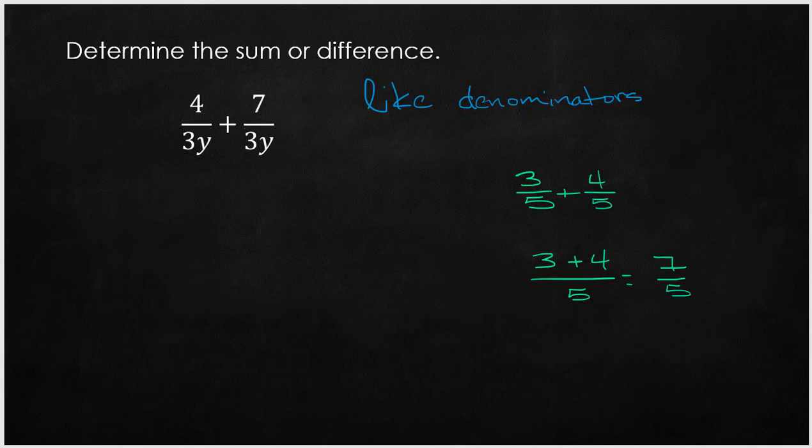Well, it's really the same thing here. We have like denominators, so our denominator is not going to change because it's just going to be 3y. And then in the numerator, we're going to add 4 plus 7. Now, when you're adding or subtracting fractions, the denominator doesn't change. So we add 4 plus 7, and you get 11 over 3y. And there's nothing to simplify, so we're going to stop there.